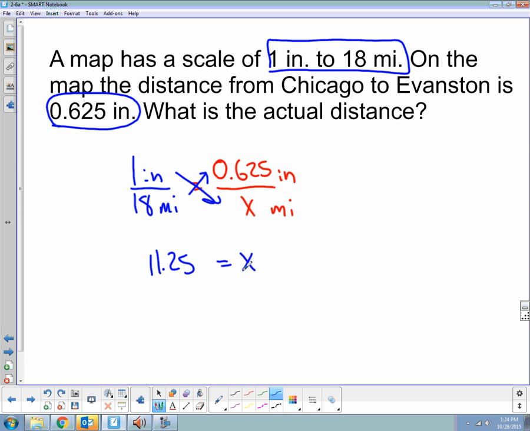The question is, what is the actual distance between these two cities? The actual distance is not going to be 11.25 inches. That's not how far away Chicago and Evanston are in the real world. So be careful with your labels. Labels do make a difference. Inches are different than miles, although a lot different. So 11.25 miles is the actual distance. And we do need to label for the very same reason. It's not inches, it's miles. And that's how we can use this proportion to answer the question.